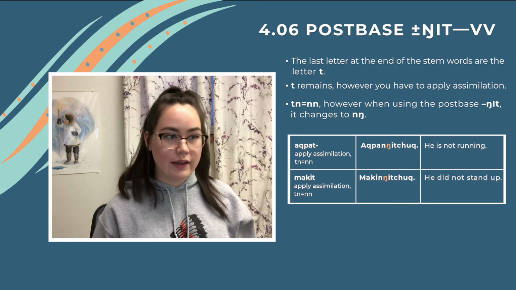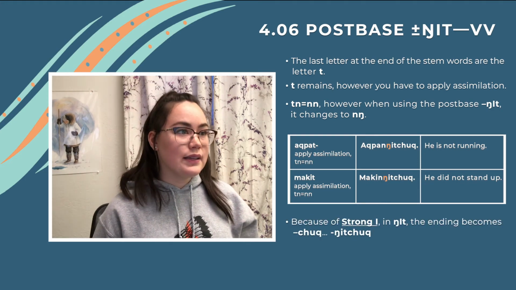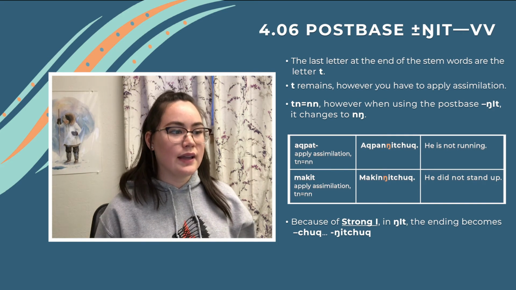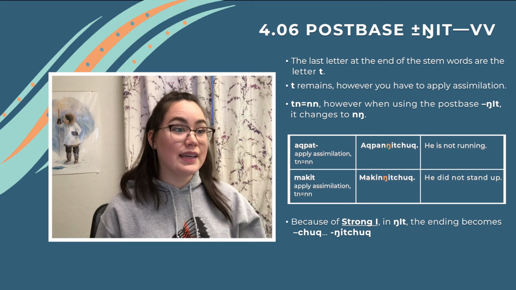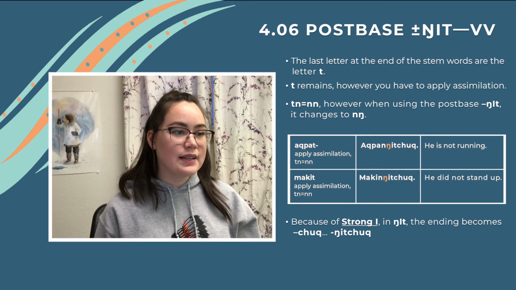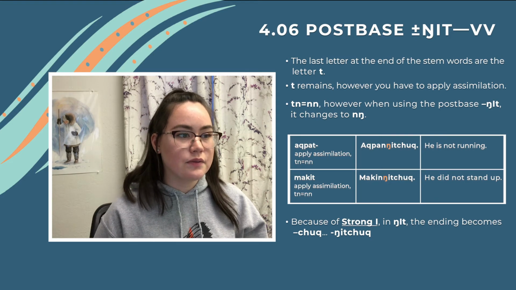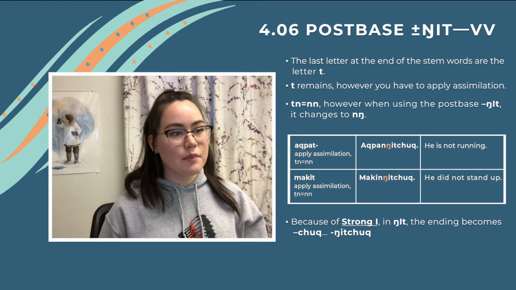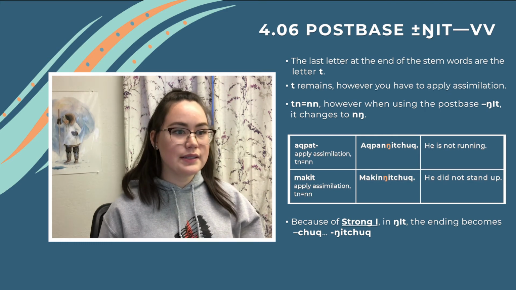He is not running. Also, NEAT has a strong I. So because of that strong I, we will be using the endings chok and not ruk or tok. So it will be NEAT chok. The next example is makit. We apply assimilation, TN equals NN. So the result is makin NEAT chok. He did not stand up.